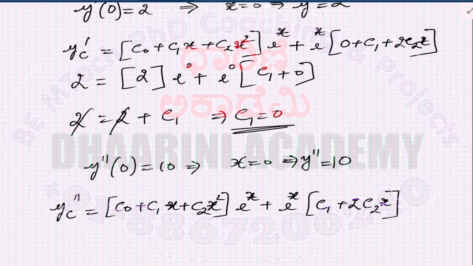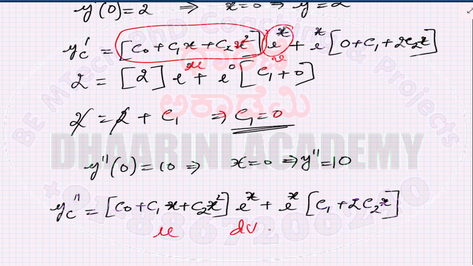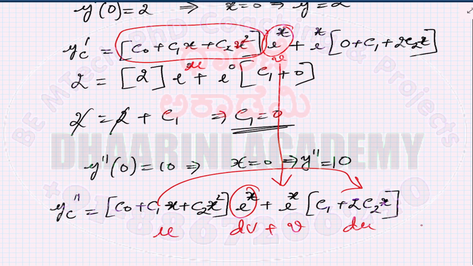Product rule, because I can see a product here. You see, this is one term, this is the second term, u and v. So what does the rule say? Keep u as it is, take the differentiation dv. E to the x differentiation is e to the x, plus keep v as it is, v in the sense e to the x, into differentiation of this comes over here as du.